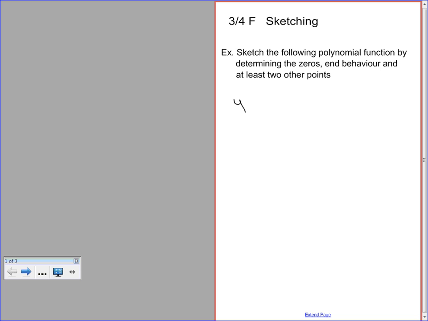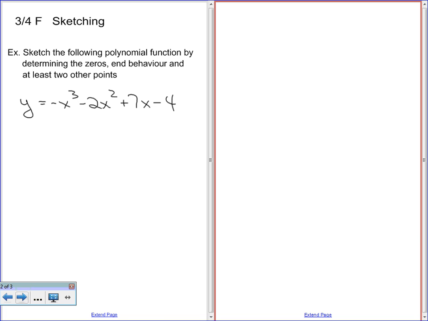So I want to sketch the function y is equal to negative x cubed minus 2x squared plus 7x minus 4. So in order to graph this function, or to sketch this function, I should say, I want to first start off by determining the zeros. How do I determine the zeros of the polynomial function?